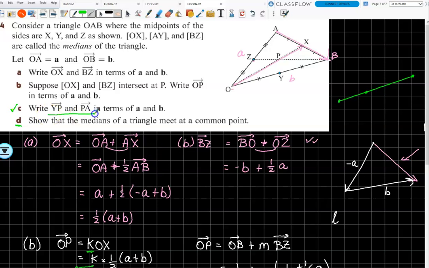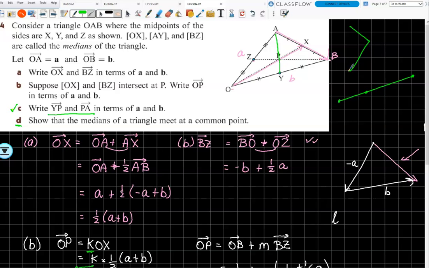Sorry, people are working on C, but we're just saying with D, I think you have to use this, because part D is saying, can you prove that P is a common point? Now we've already proved that these medians go through P, that they're straight lines. That was given in the question. So what we're trying to prove is that P would be a common point if APY was a straight line. So how do we prove that?